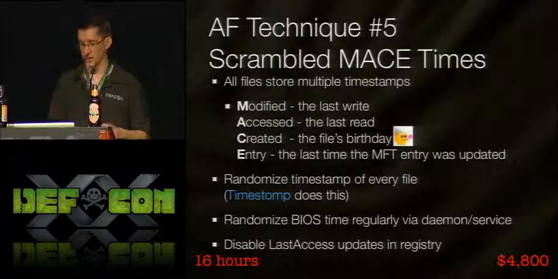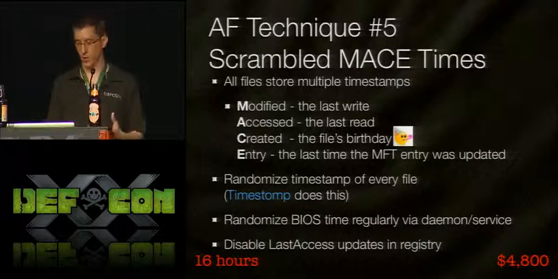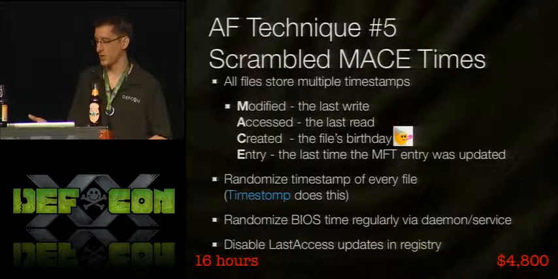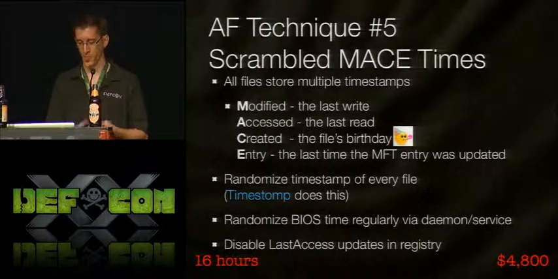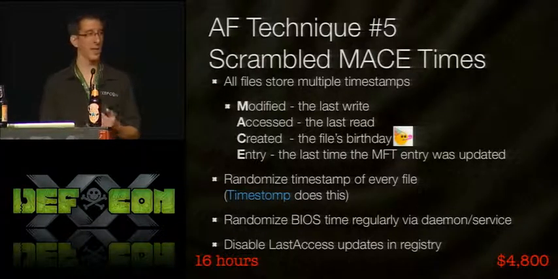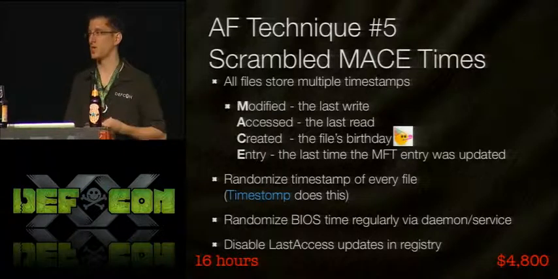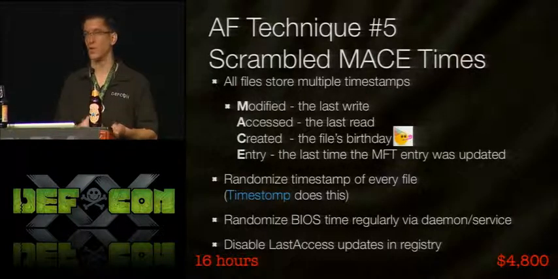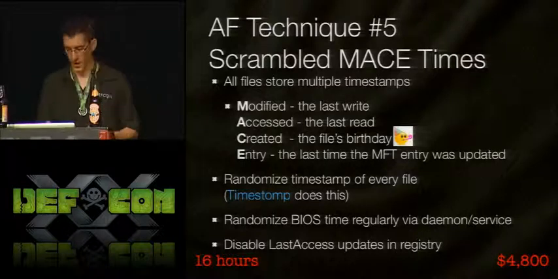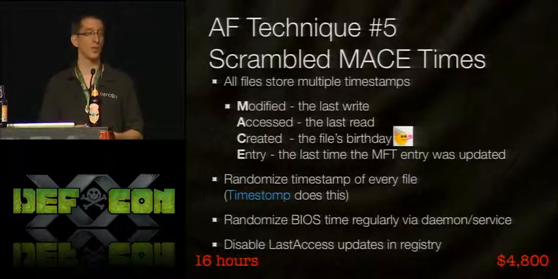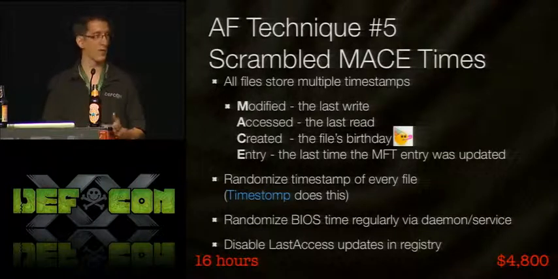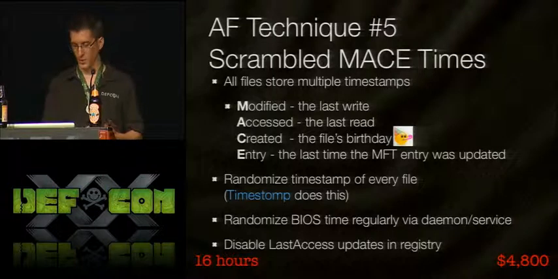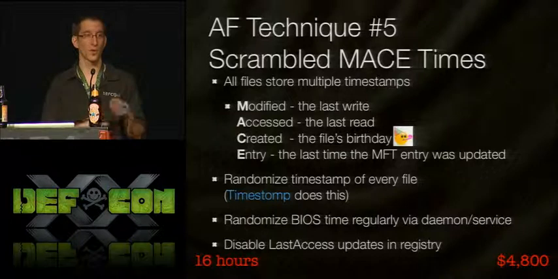The next technique is, again, a little bit old hat. I promise we're going to get to some of the more technical ones later on. But scrambling MACE times. MACE stands for modified, accessed, created, and entry modified. Each of these 4 timestamps exist on an NTFS volume for every single file that's there. And if you use a tool like Timestomp, another tool in the Metasploit Anti-Forensic Investigation Arsenal, the MAFIA framework, it will allow you to set the time value on any file for any of these four values.